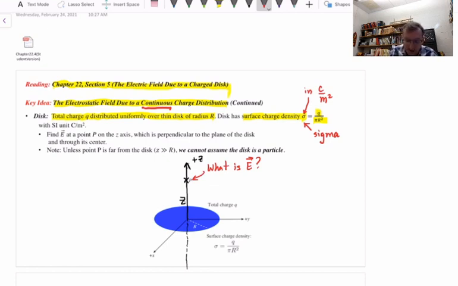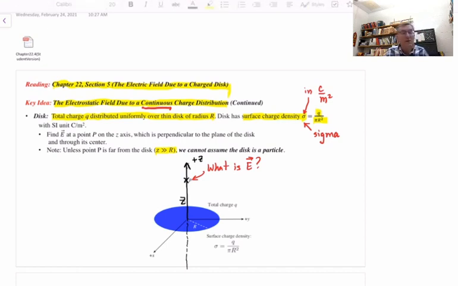Okay, again, let me emphasize. The disk is not a particle. It doesn't look like a particle. You can't treat it as a particle, except in one special limit. If the point P happens to be very, very far away from the disk, so that the distance z is much, much larger than the radius r, then it should act like a particle. But that's a special case. We have to find the electric field here at a point P that could be indeed quite close to the disk, and therefore we cannot treat the disk as a particle.